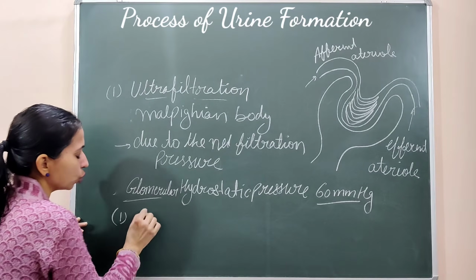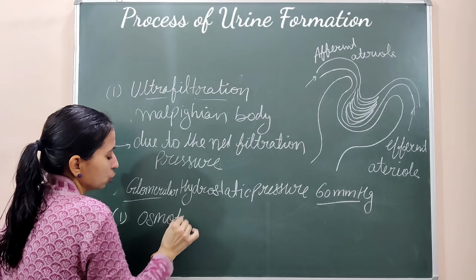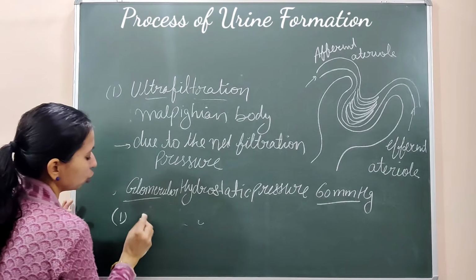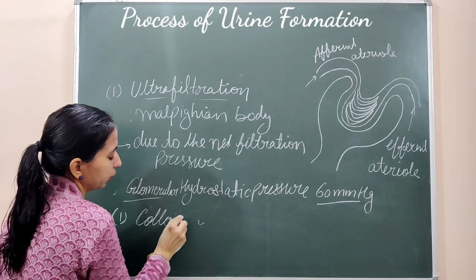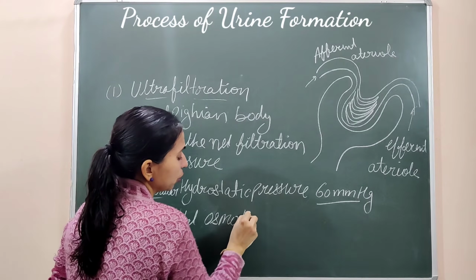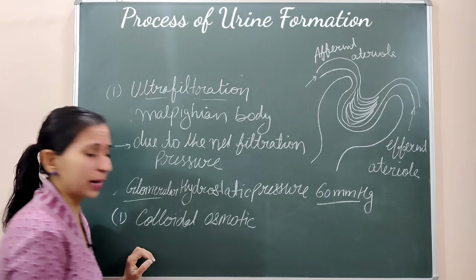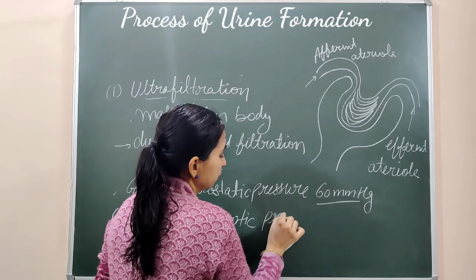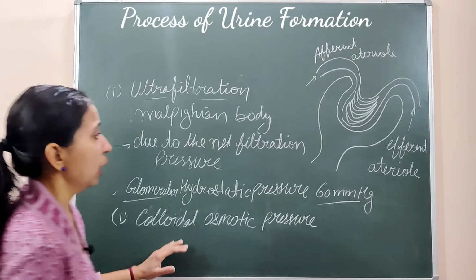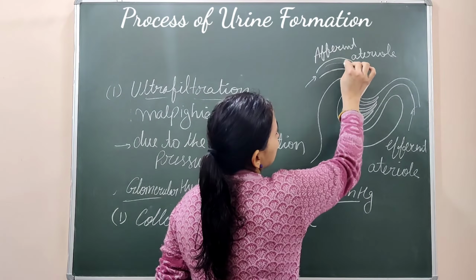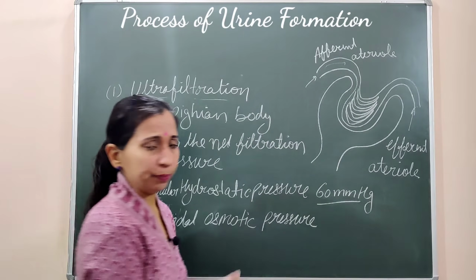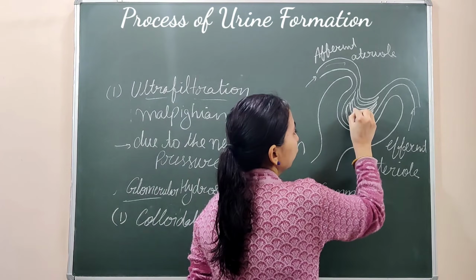The first is osmotic, or we can call it colloidal osmotic pressure. It's a pressure which is applied due to the proteins present in the blood plasma. So this is the pressure which works against the glomerular hydrostatic pressure. We know that blood comes through the afferent arteriole into the capillaries here, और इन capillaries में जो blood के अंदर कुछ specific proteins present होते हैं.